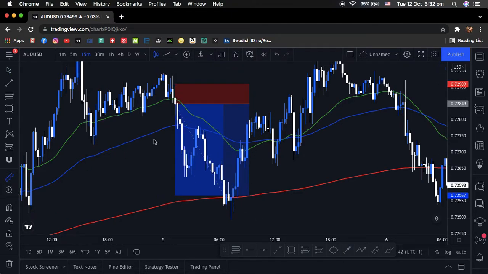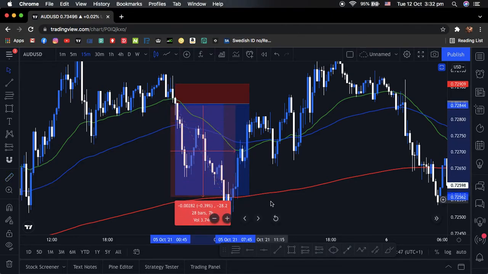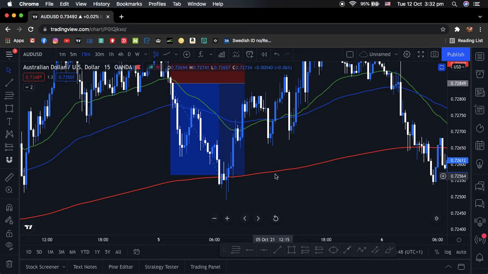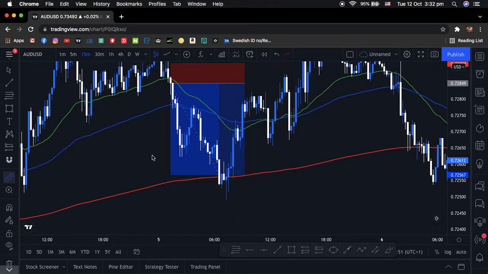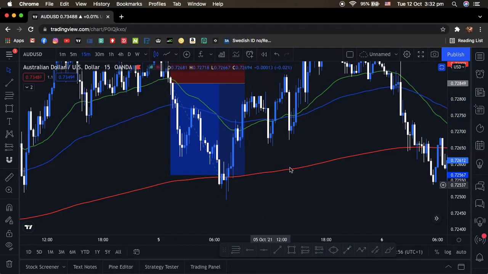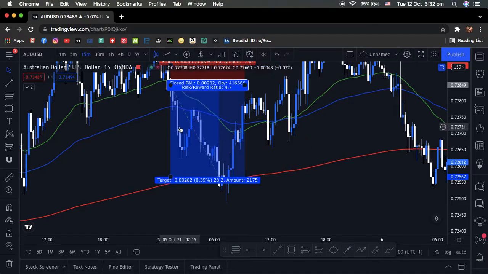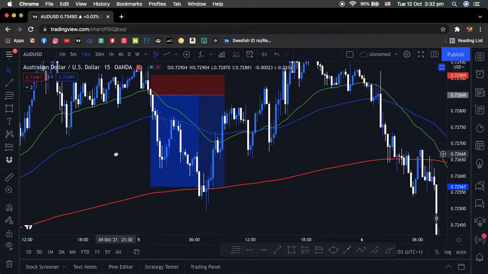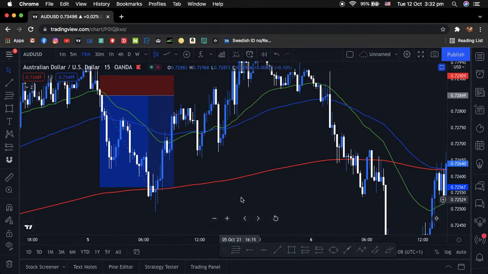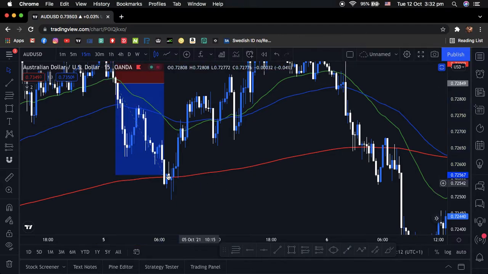And this trade was complete in a matter of 7 hours. From here to here, 5 hours and 45 minutes. You're done. With one standard lot size, you could have made $2,800, easy.